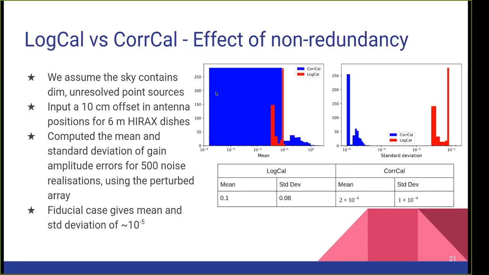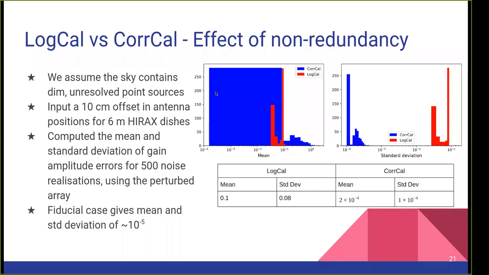So for the next two slides, I'm just going to give some results that show the comparison of LogCal and CorrCal. These results are just shown for a perturbed array. The perturbation that we consider is 10 centimeter offsets in antenna positions, considering an 8x8 array with 6-meter HIRAX dishes placed edge to edge.